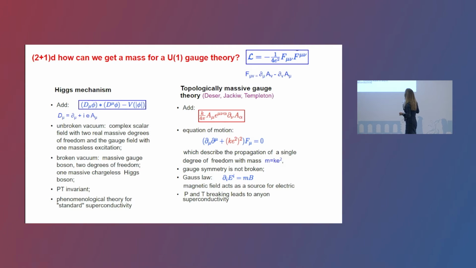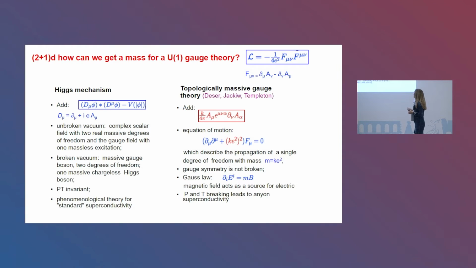If I add these two and I compute the equation of motion, what I see is that a mass appears. Remember that in 2 dimensions, this object has the dimension of a mass. So a mass term appears, and my theory describes a single degree of freedom that has a mass. My gauge symmetry is not broken. And if I compute the Gauss law, I will see that this term has the peculiarity of connecting electric and magnetic fields. So magnetic fields act as a source for the electric field and vice versa. And if you look at this theory now, this theory breaks P and T symmetry.